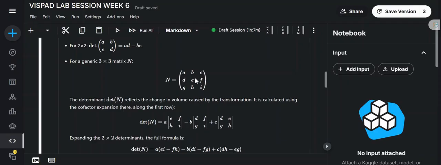pick the first element in the second column, B, and eliminate the elements in the row and column that intersect at B, leaving B. Find the determinant of D, G and F, I, because they become a new matrix. Find the determinant of that, multiply it by B and negate B. So it goes like this.